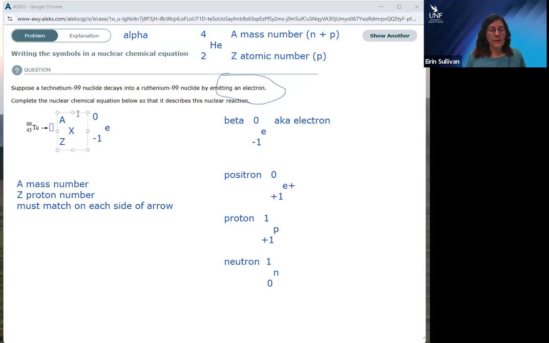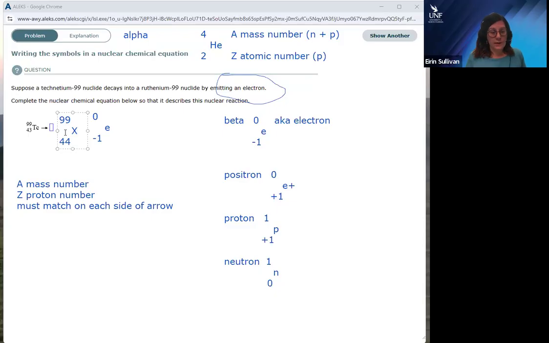First of all, A plus 0 must equal 99 for the sides to match. That means the mass number A is going to be unchanged. This is characteristic of beta decay, that the mass number remains unchanged because an electron has zero mass. So Z minus 1 must equal 43. Therefore, Z must be 44, right?